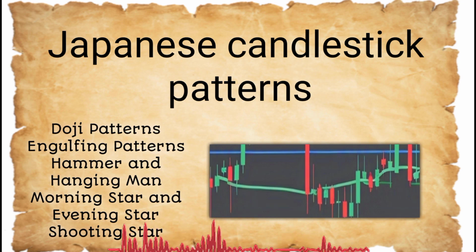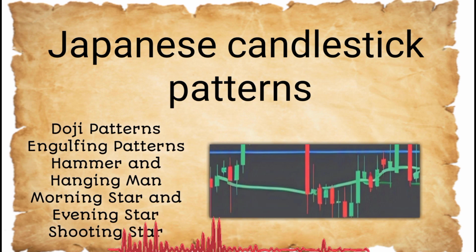Morning star and evening star, strong reversal indicators. Morning star, a three-candle pattern that signals a bullish reversal. It starts with a long bearish candle, followed by a small-bodied candle, indicating indecision, and ends with a strong bullish candle. This suggests that buying pressure is taking over. Evening star, the opposite of a morning star. It starts with a strong bullish candle, followed by an indecisive small candle, and finishes with a bearish candle. This signals a possible trend reversal to the downside.